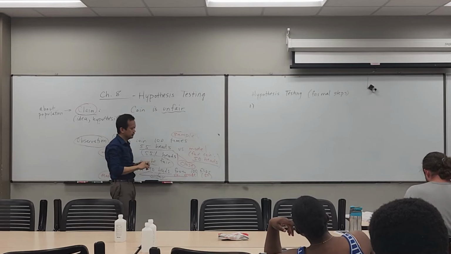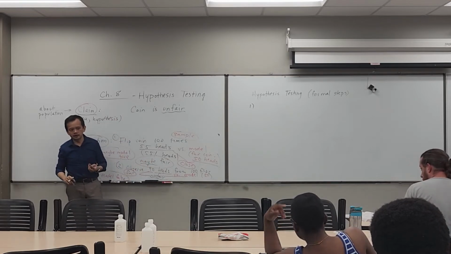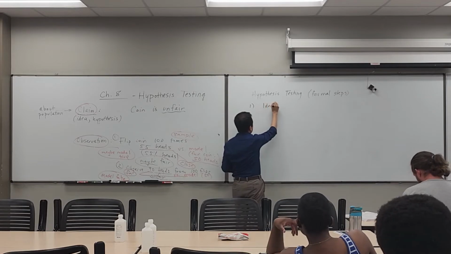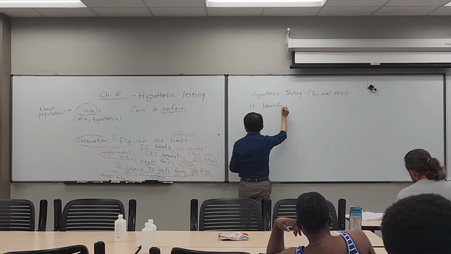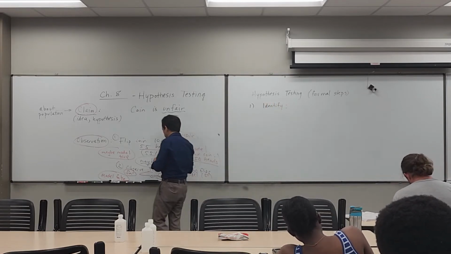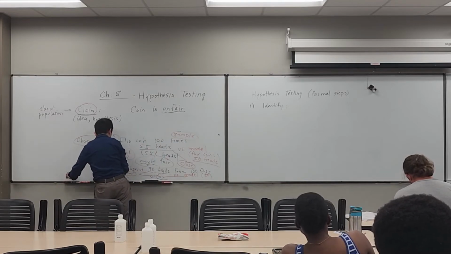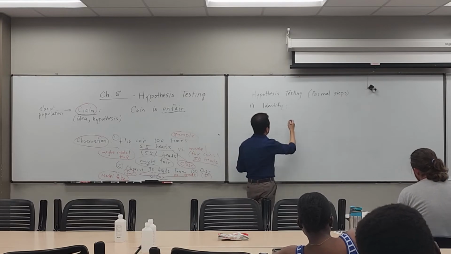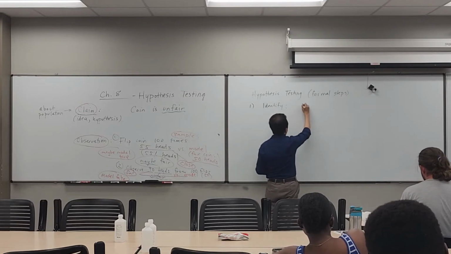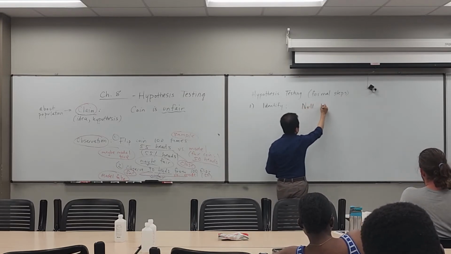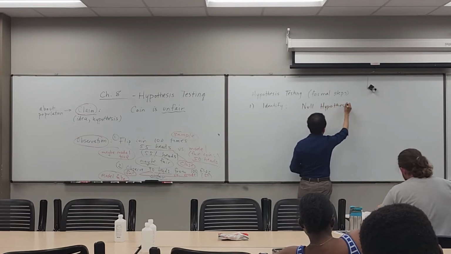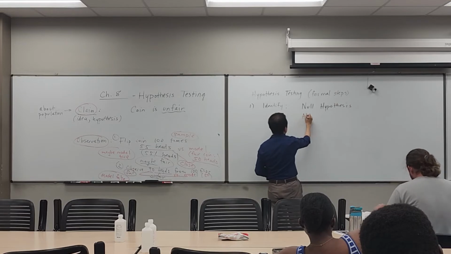The first formal step to hypothesis testing is you want to identify two statements. The two statements that you want to identify are the null hypothesis, and the second statement is called the alternative hypothesis.